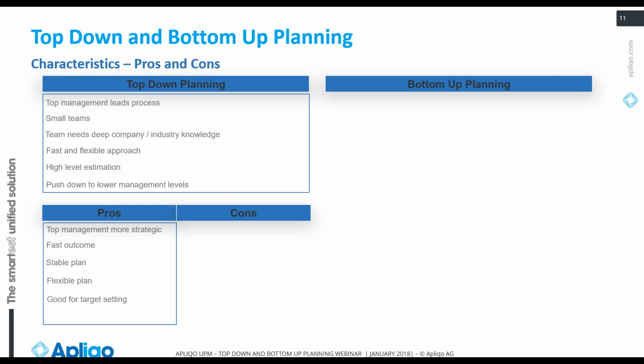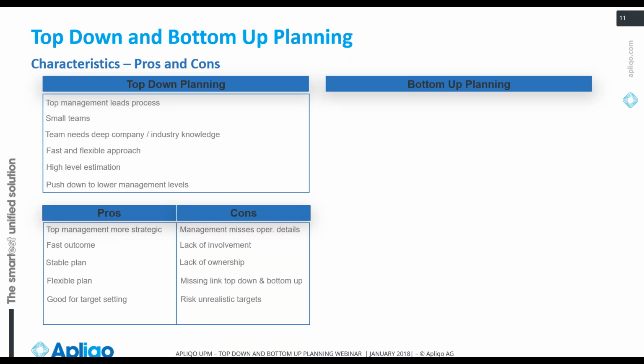And another pro of the whole top-down approach is that it's good for target setting, so that you can define targets for different parts of your business and then break these targets down to the operational managers of the organization. But there are also some cons in the top-down planning.